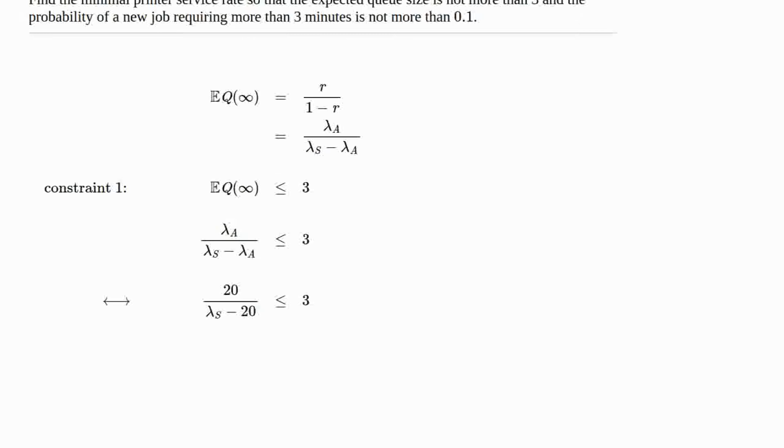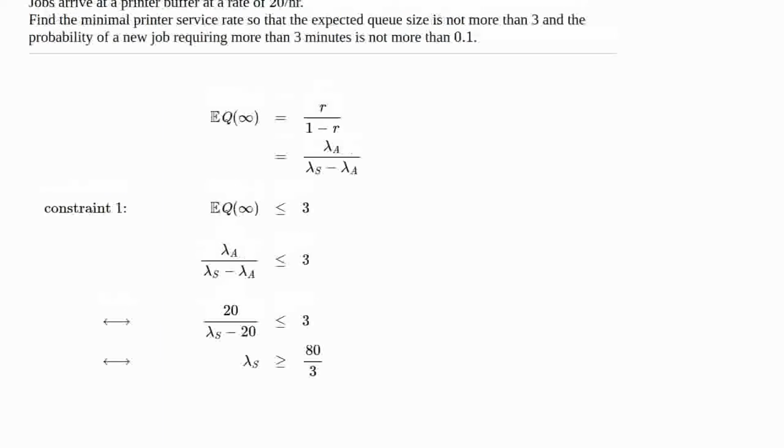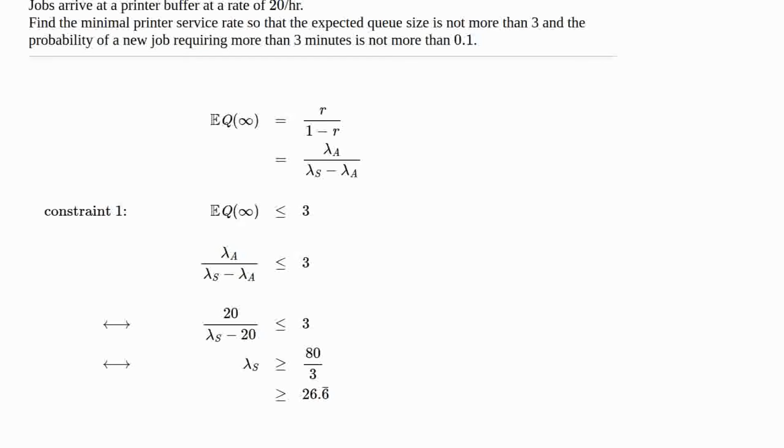So if lambda a over lambda s minus lambda a is less than or equal to 3, and we know that lambda a is 20, then we have the inequality that 20 over lambda s minus 20 is less than or equal to 3. And that corresponds by simple algebra to lambda s being at least 80 over 3. That's the first constraint that we have to consider.